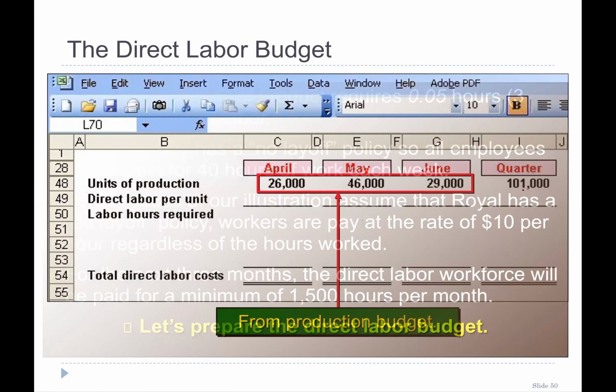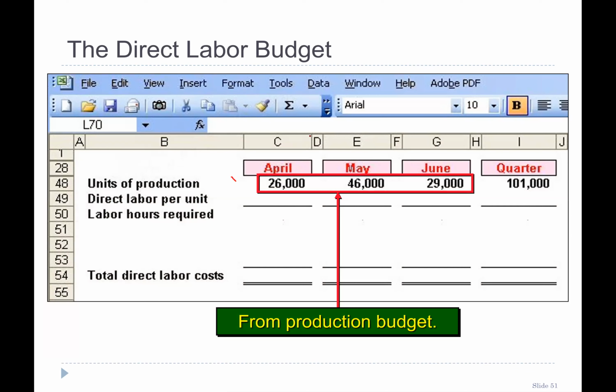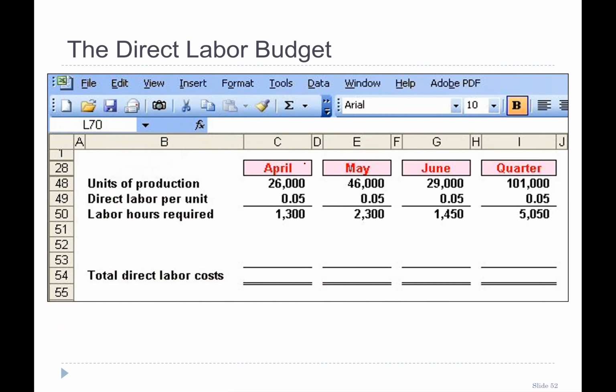First of all, we know that this is our production: 26,000, 46,000, 29,000. The direct labor hours per unit required is 0.05. So in April, the total hours are 1,300. In May, 2,300. In June, 1,450. What they have mentioned is that they would be paid a minimum of 1,500.